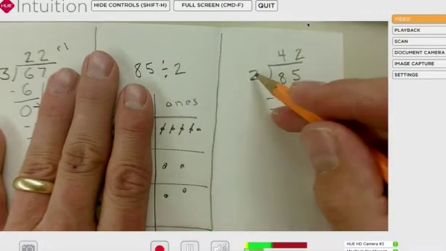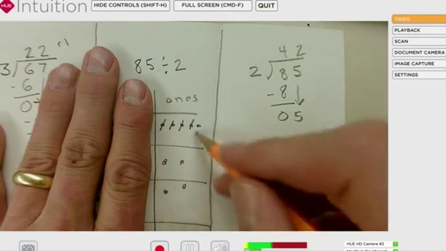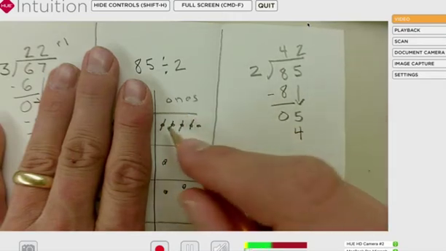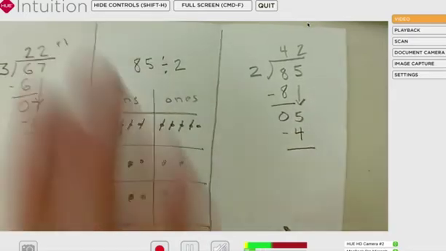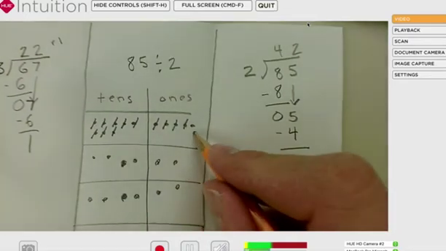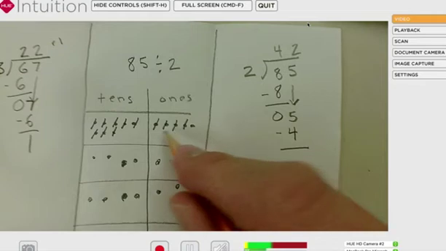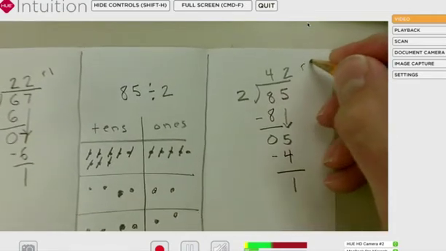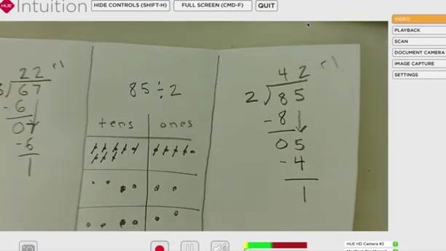That's why we put a 2 right there. 2 times 2 is 4. We were able to cross out 4 out of the 5 dots. Okay? And there's 1 left over. 5 minus 4 is 1. So we put R1 for the remainder.